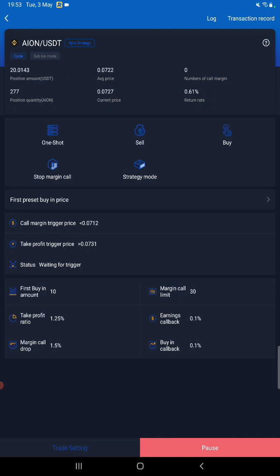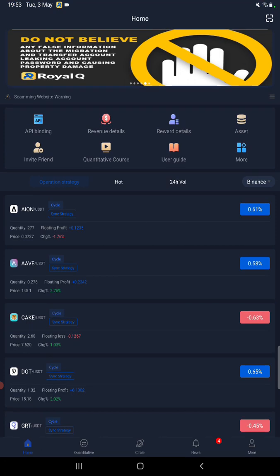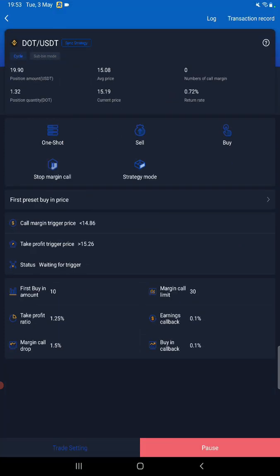Now, I want you to see how I do this, because you can do the same. Once you have tapped the coin, let's say, for example, I have Aeon here, or even a dot here. I can take anything that is above 0.6%. The higher it is, the better it is, but some of them can even touch 1.25%. So you can just leave the bot to do those jobs.